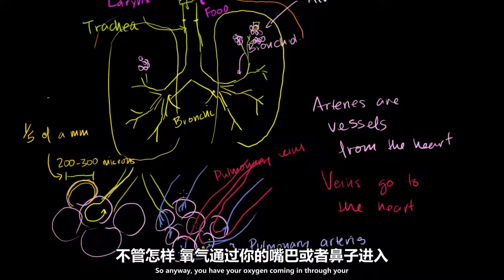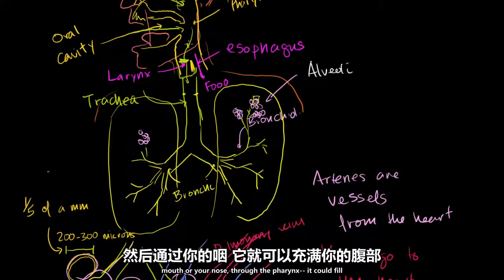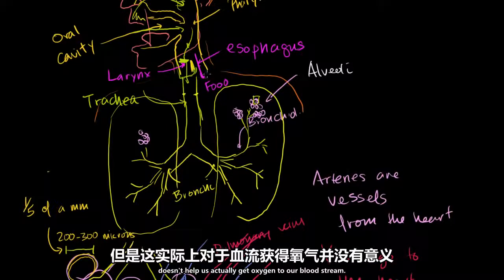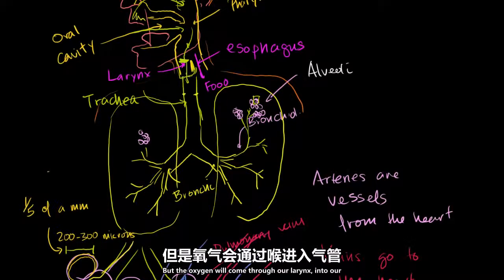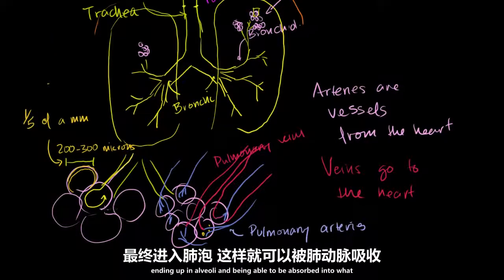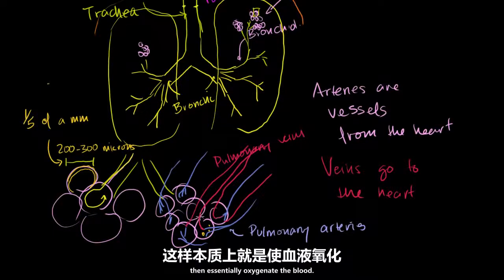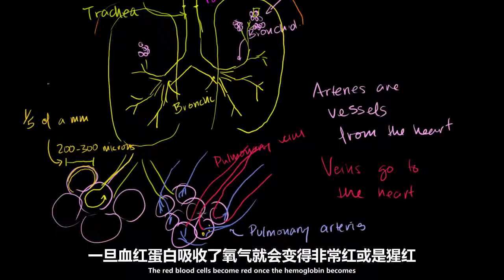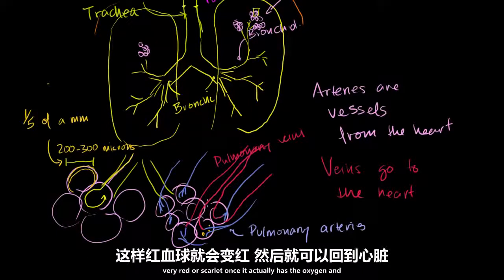So anyway, you have your oxygen coming in through your, let me go back to this guy I drew, through your mouth, through your nose, through the pharynx. It could fill your stomach. We can blow up our stomach like a balloon, but that doesn't help us actually get oxygen into our bloodstream. But the oxygen will come through our larynx into our trachea, through the bronchi, eventually into the bronchioles, ending up in the alveoli and being absorbed into what were the arteries. But then we're going to go back and essentially oxygenate the blood. The red blood cells become red once the hemoglobin has, or actually more specifically, the hemoglobin becomes very red or scarlet once it actually has the oxygen. And then we go back.